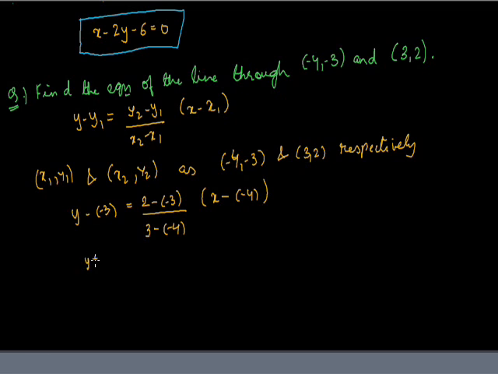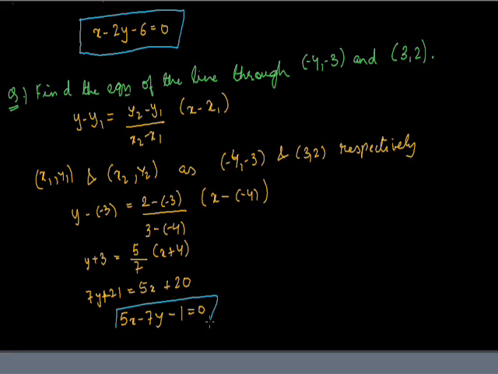So I'll get y plus 3 is equal to 5 by 7 of x plus 4. So that way I'll have 7y plus 21 is equal to 5x plus 20. So the required equation of the line becomes 5x minus 7y minus 1 is equal to 0. So this is the required equation of the line.